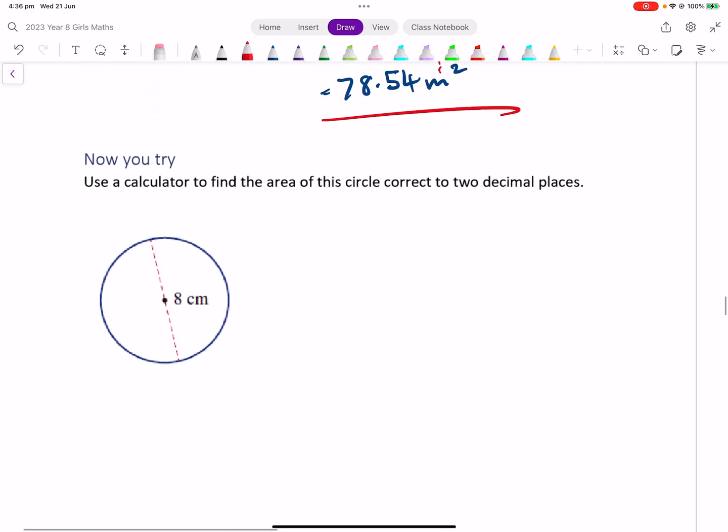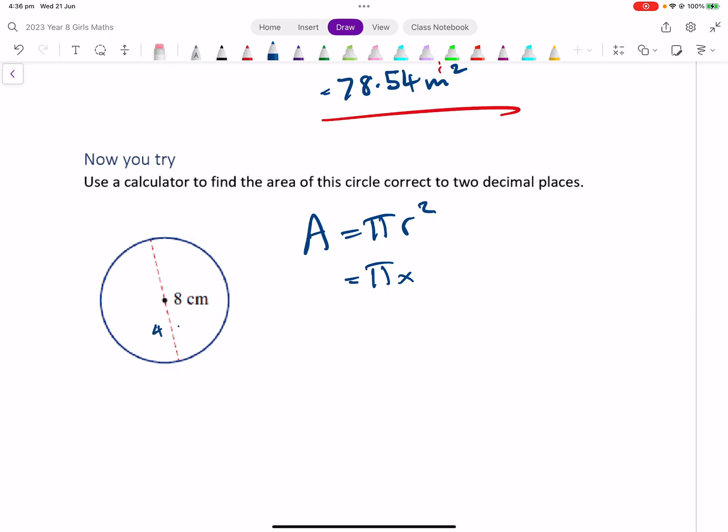All right, girls, pause the video for a second and have a go at this one by yourselves. All right, how did you go? I hope what you did is your right formula. Area equals pi r squared. Substitute pi times, what's r?